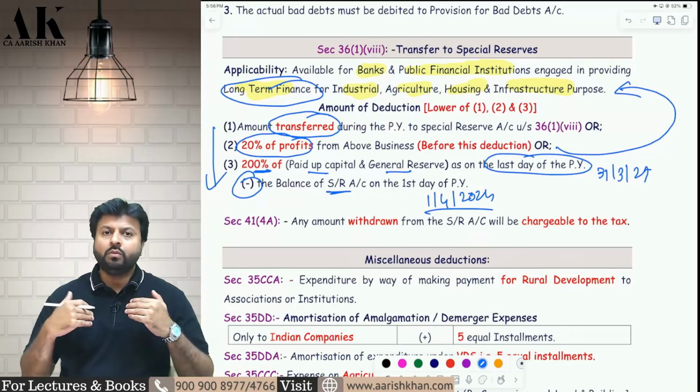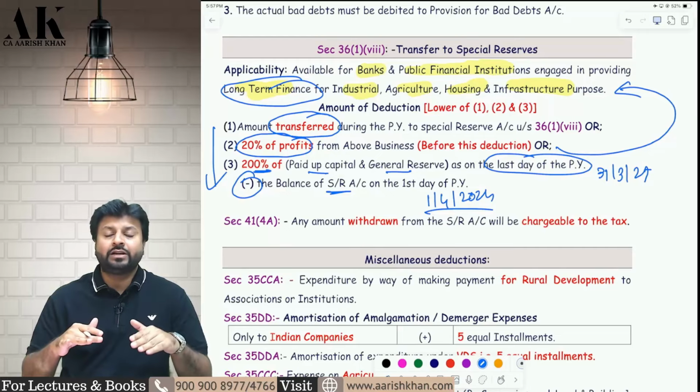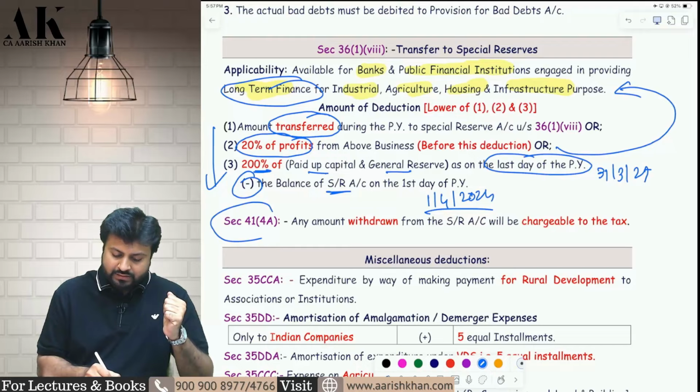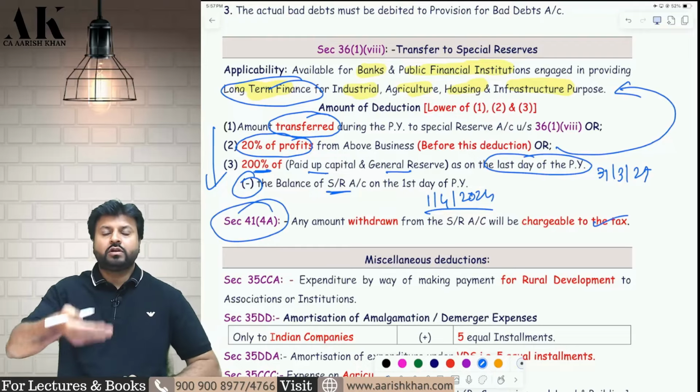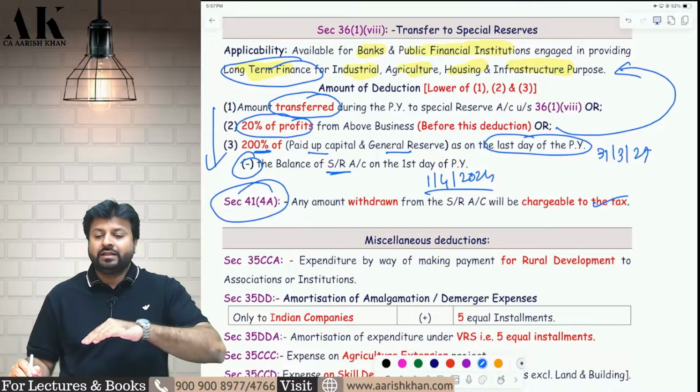Now whatever amount you have transferred to the special reserve account and you have taken that as a deduction, you cannot transfer that back to P&L. If you withdraw that money from the special reserve account, then it will be deemed income under section 41(4)(a). Check it please. So you cannot withdraw that back into your P&L account. If you withdraw that back, then you have to pay tax on that. Okay, I hope it is clear. It is as simple as that.